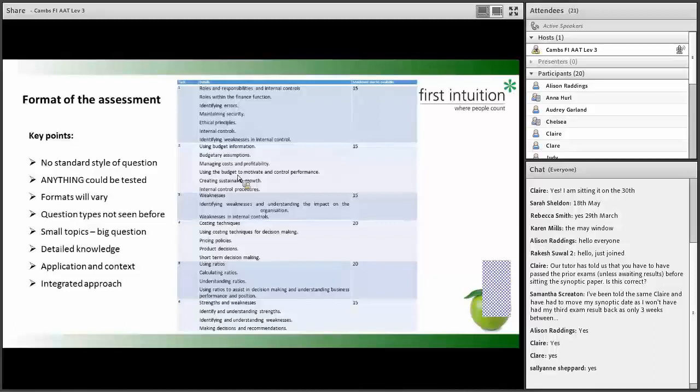So there's no standard style of question. Tables that you might have to fill out might be very different to what you've ever seen before. There will perhaps be writing a report, preparing a memo, briefing notes. Your written task might be quite long, with lots of things that you need to cover in your response.